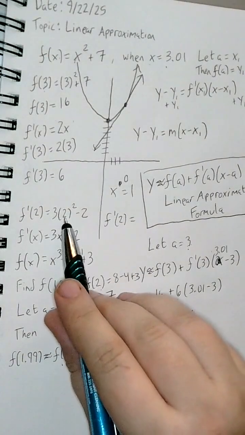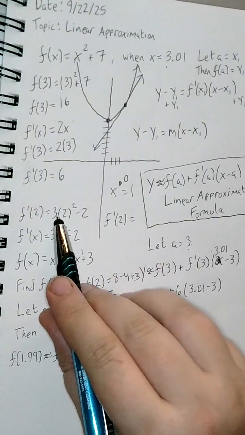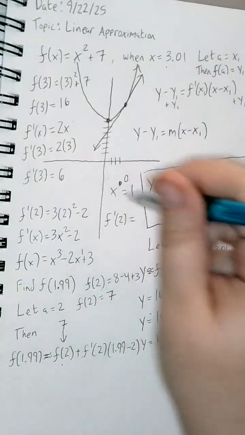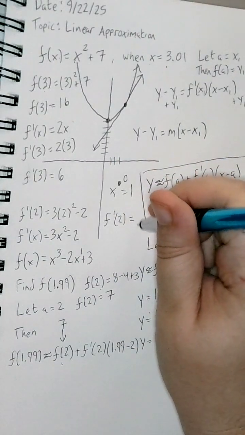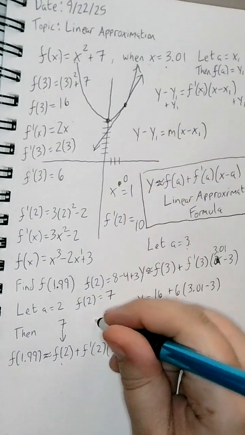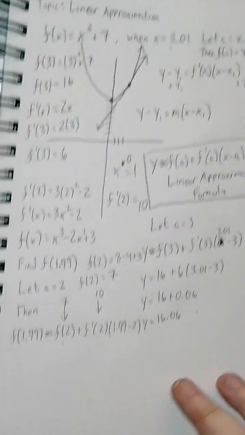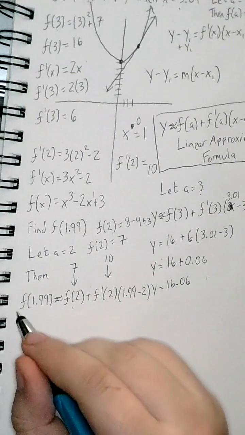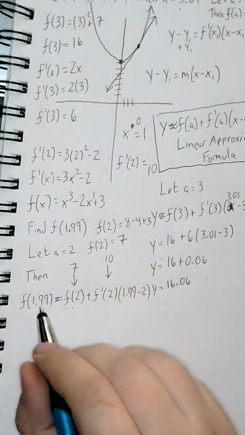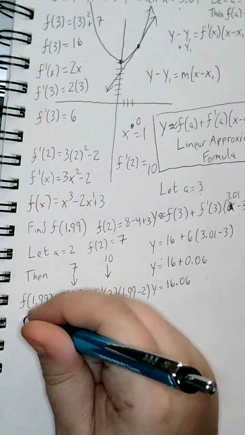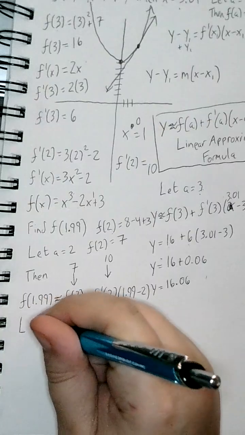2 times 2 squared is 4. 4 times 3 is 12. 12 minus 2 is 10. So that is what's going to go over here. So now I have everything I need to solve for this. So, yes, I should be using this notation.